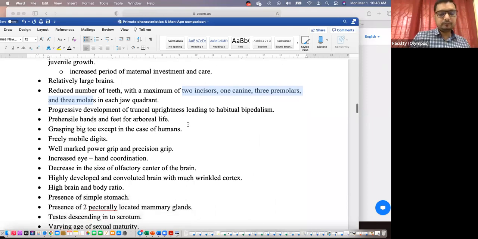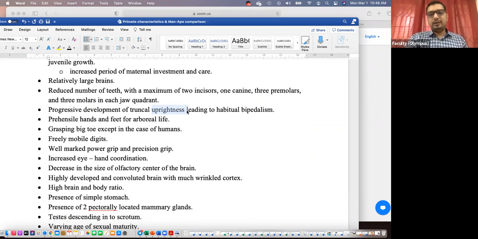What else do you see in the primates? Progressive development of uprightness. Progressively, we evolved to stand upright. Uprightness has progressively developed because they are occasional bipedals. Some of these apes can occasionally stand on 2 feet. You see them in the zoos, right? But while walking, they use 4. So they're occasional bipedals, but like that, bipedalism has evolved to uprightness, being able to stand upright.